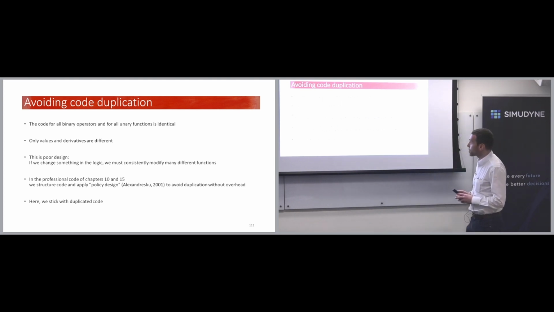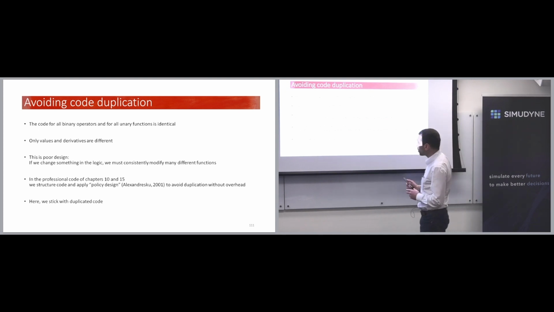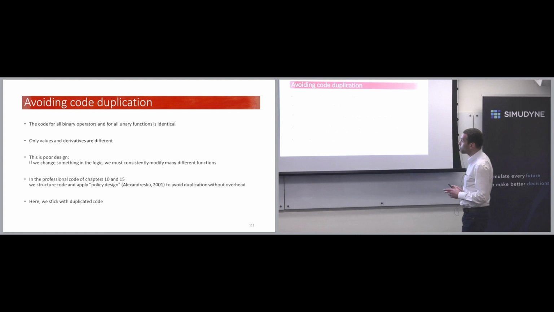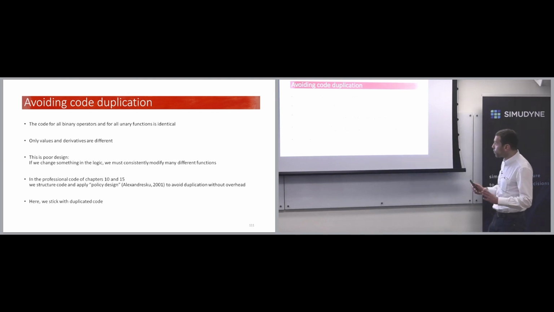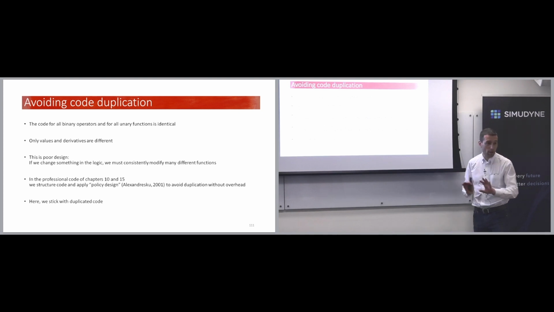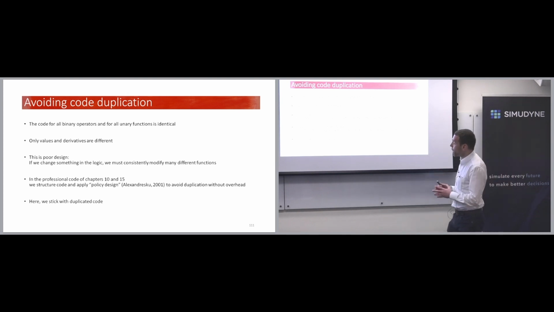We apply something called policy design, that was promoted famously by Alexandrescu in his influential book published in 2001, to avoid duplication, but without overhead. Because what we don't want is anything virtual or object oriented, because that has a runtime overhead. We don't want that. So we want to be able to do that efficiently, and that's best done with this policy design. But here in the presentation, it's simpler to stick with duplicated code.